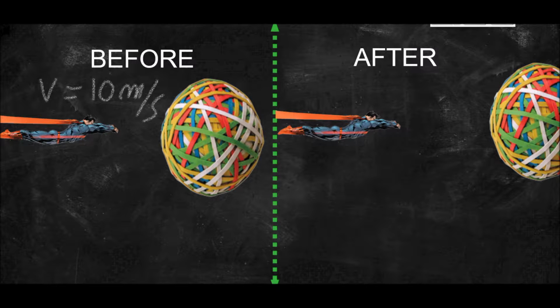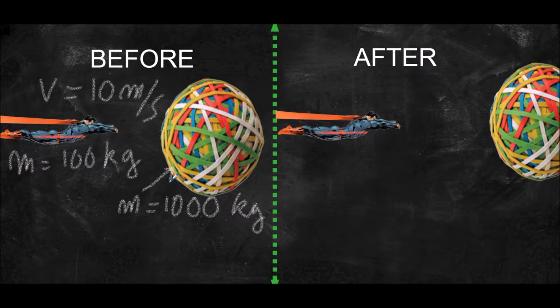Just like before, Superman has a mass of 100 kilograms, but this time the mass of the ball is 1,000 kilograms. And indeed, the ball is actually moving slowly towards Superman. It has a velocity of -1 meters per second. So the ball is moving to the left and Superman is moving to the right with constant speed.